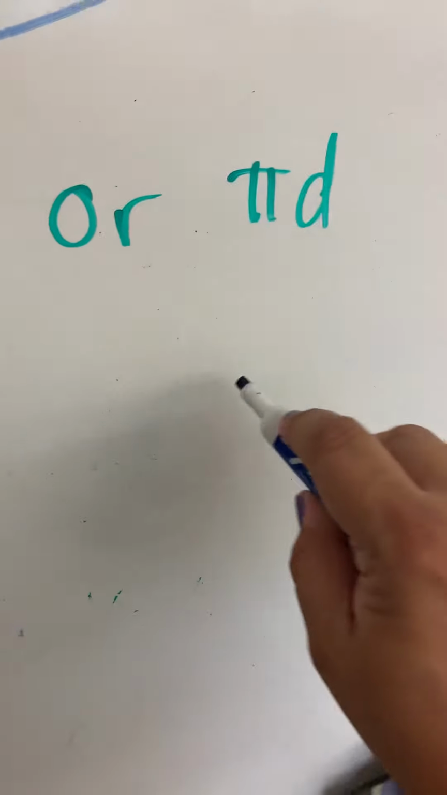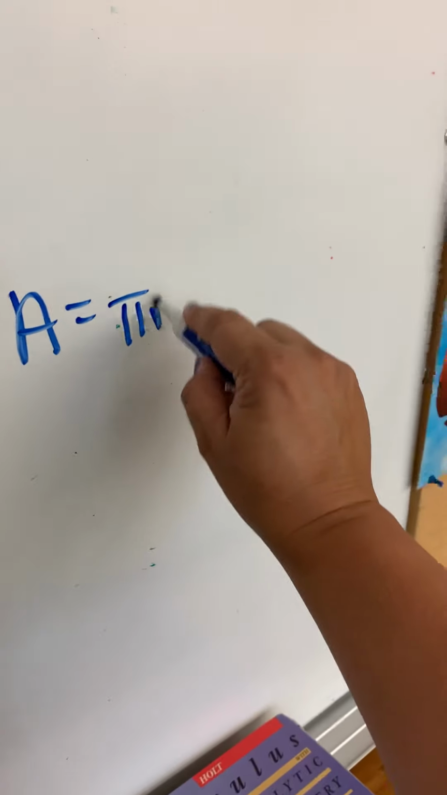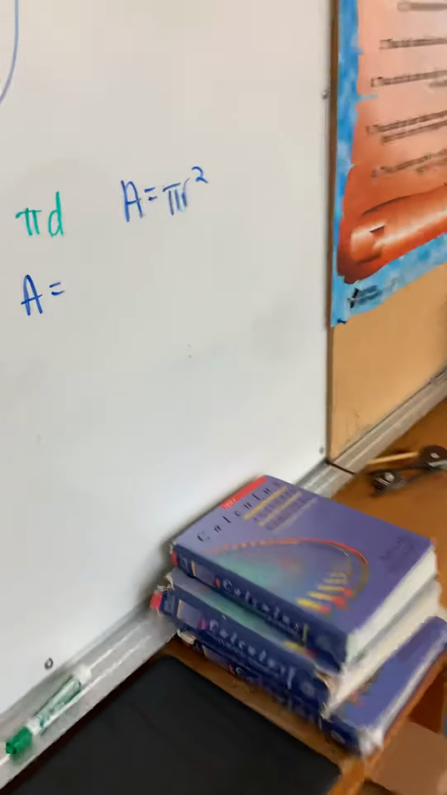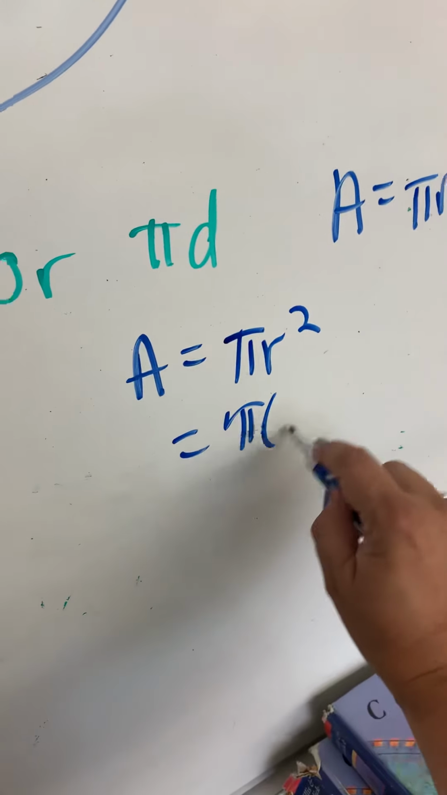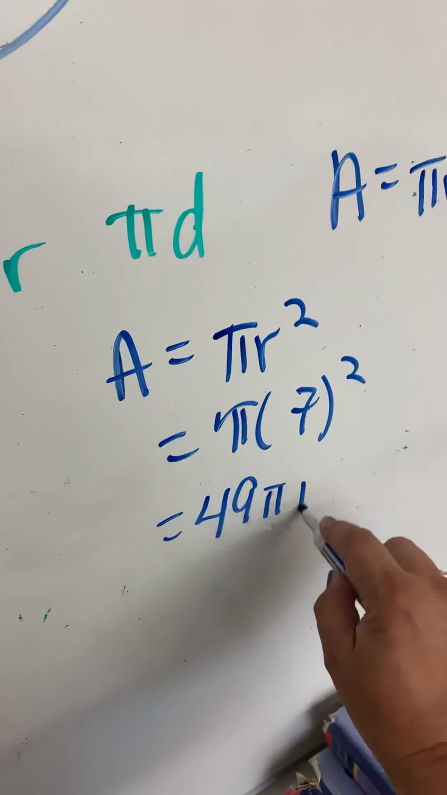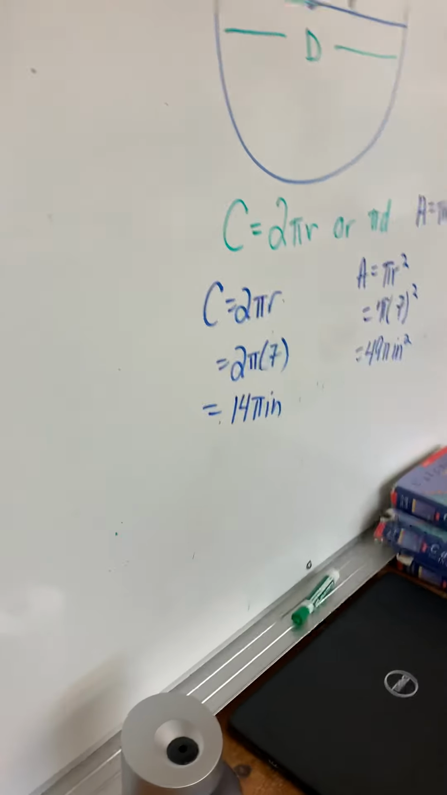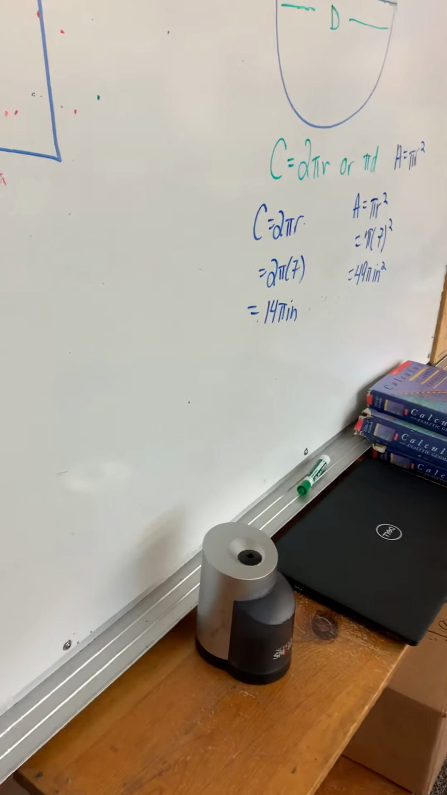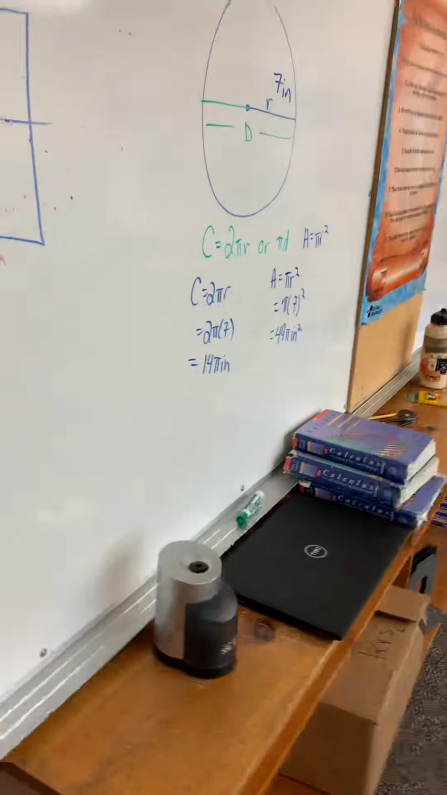And area. Oh, I forgot to do area up here. Area is pi r squared. Forgot to do the area formula. Area is pi r squared. So it would be pi, radius is 7, squared. 7 squared is 49, so that'd be 49 pi inches squared. So there's how you find all of those areas, perimeters, circumferences. And that's what I want for every single one of those problems.